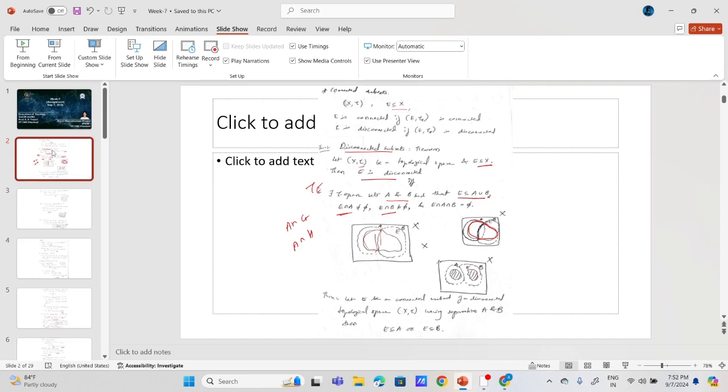Ma'am, suppose we remove a disk from the plane, it will remain connected. That is R2 minus the disk you are saying, right? If this is your plane R2 and if this is disk D, and you are removing this part, then in upcoming lectures you might come across path connectedness, right?